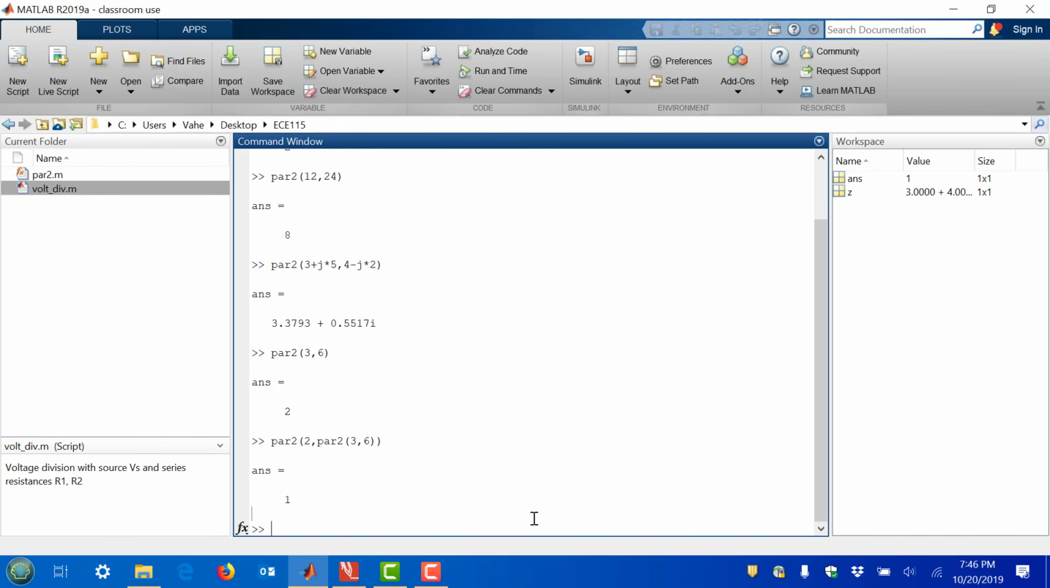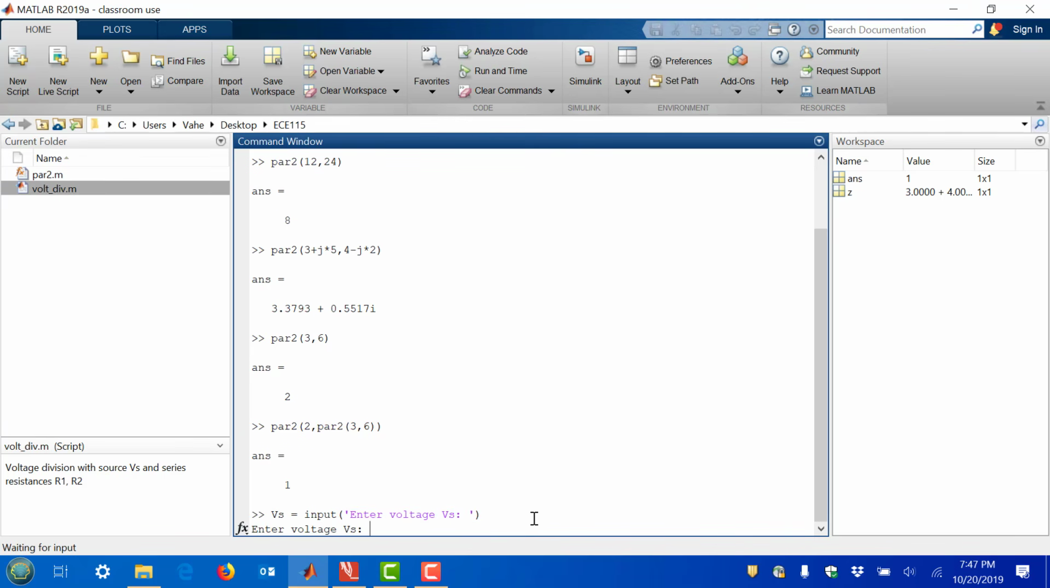We may do something like this. We may say that Vs is input, by using the command, believe it or not, input, that we ask the user, and inside the parentheses and single quotes, we say, for example, enter voltage Vs, and maybe we'll leave a little colon here. We'll leave a little space. You'll see why we need that space. Close the single quote, close the parentheses, and if we press enter, it says enter voltage Vs, right?